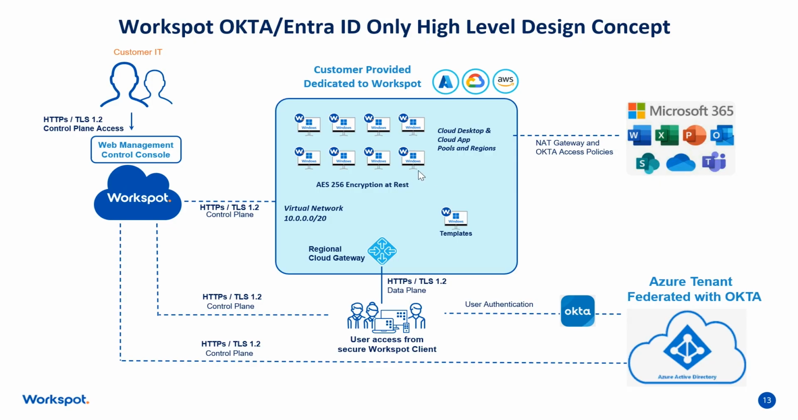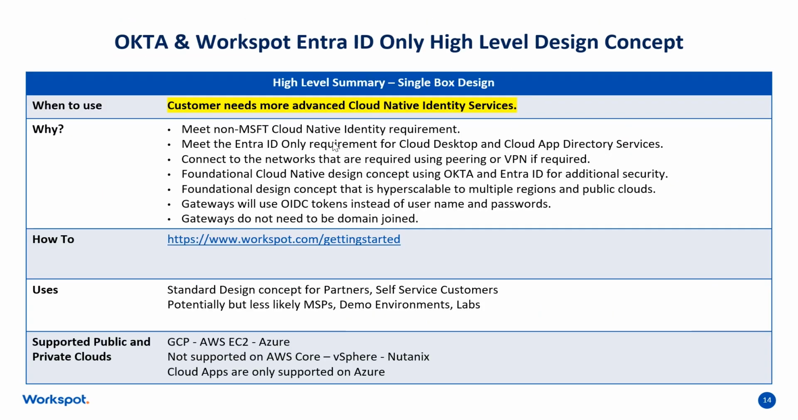And what's interesting here is now, because we're doing this, when a user clicks on the Workspot, they're working in their cloud desktop and they have to go to Microsoft Office, for example. They'll click on Microsoft Office to get to that URL, and there'll be a NAT gateway and Okta access policies that only allow access to Microsoft resources if they're using this cloud desktop. So this is kind of a way to layer in different security requirements. So we do have some customers that like this, and they use this today.